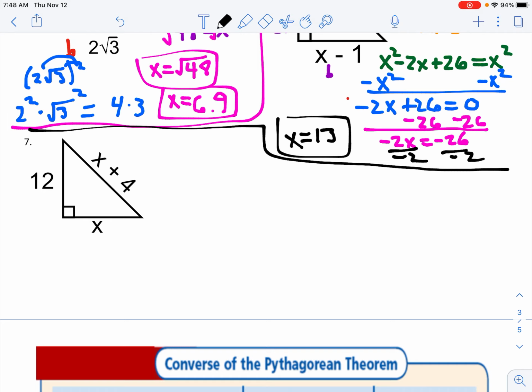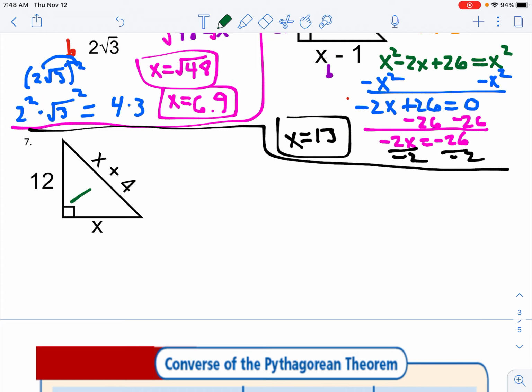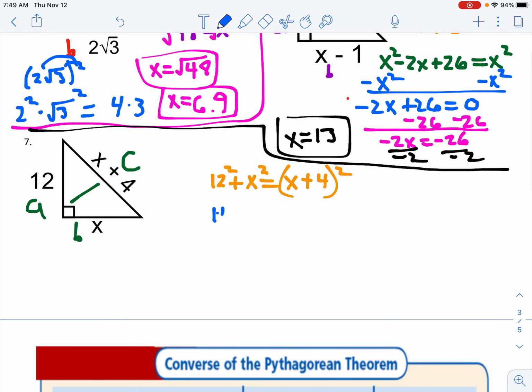All right, let's look at one more of those that can get nasty, but another way that we can set it up and solve it. So let's label our side C. I'll label it A and B, and we're going to go ahead and plug it in. A squared plus B squared equals the expression of x plus 4, which was C, squared. All right, now we can clean up this side real quick. 12 squared is 144 plus x squared.